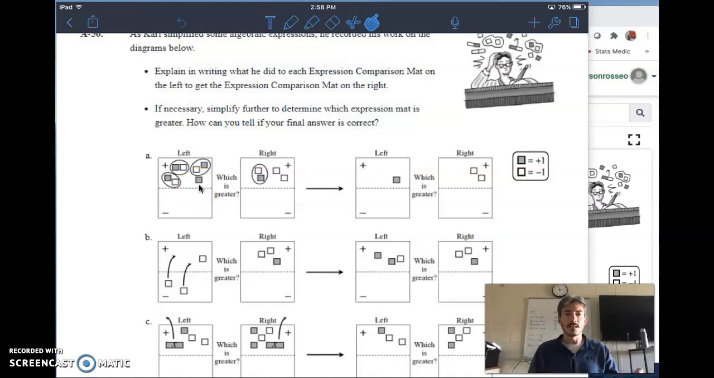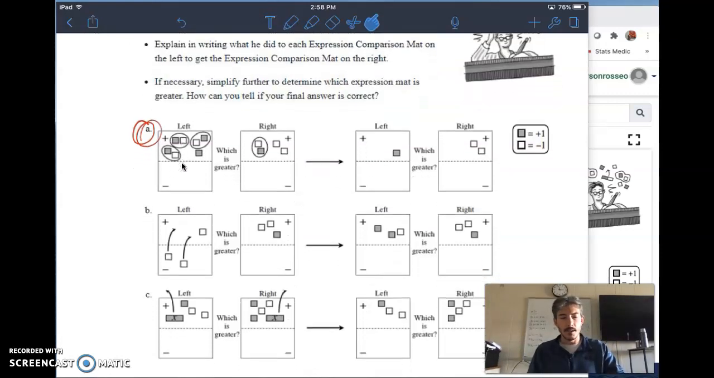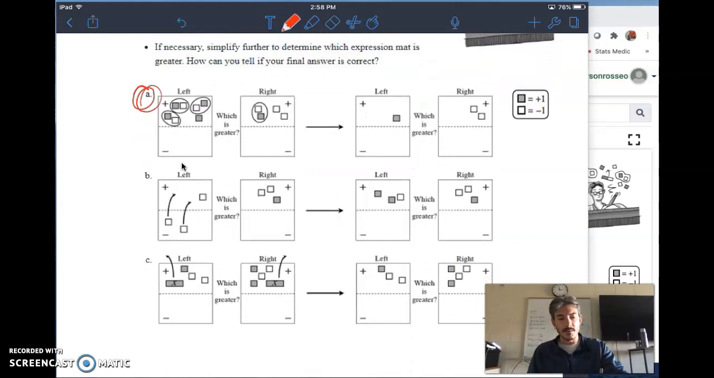He's canceling those things out. So in part A, right here, he is canceling those 0 pairs, or canceling opposite pairs, okay? What about in part B? What did he do here? You guys have seen me do this.